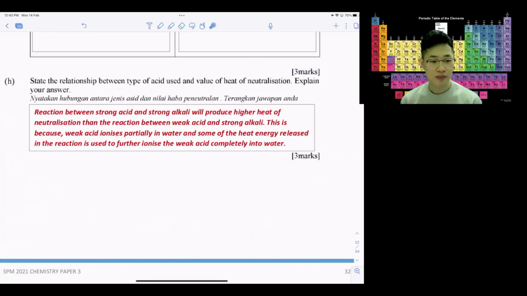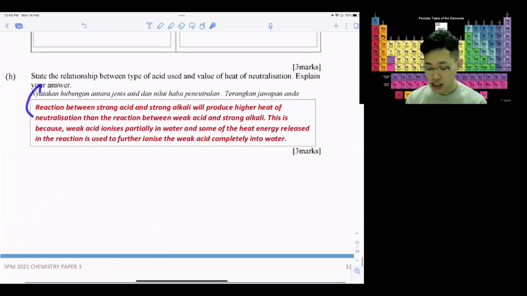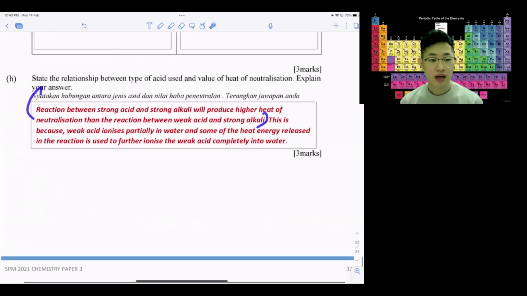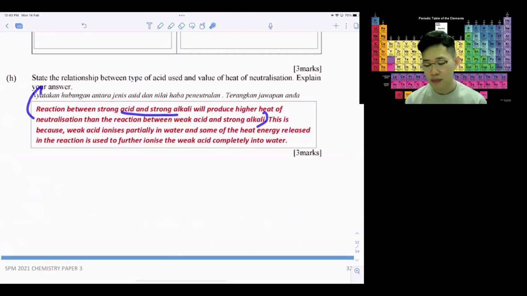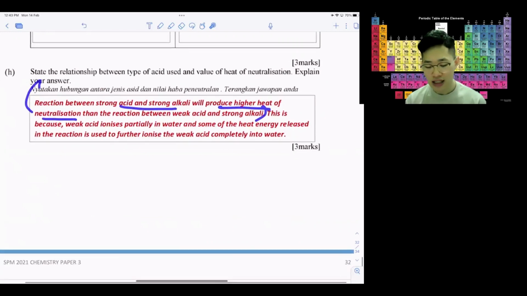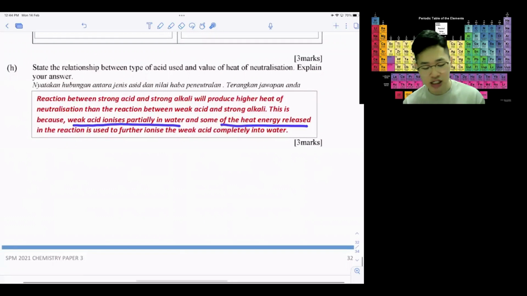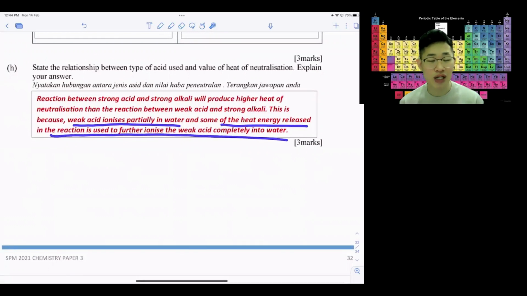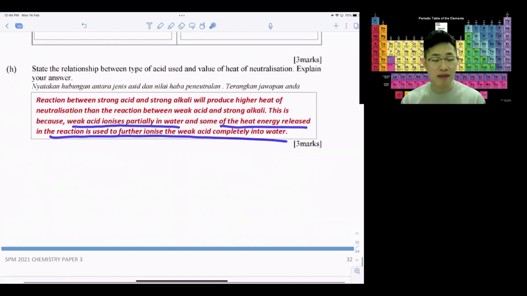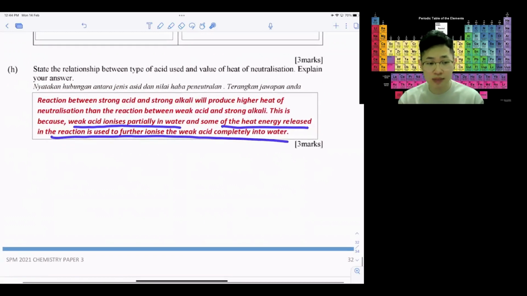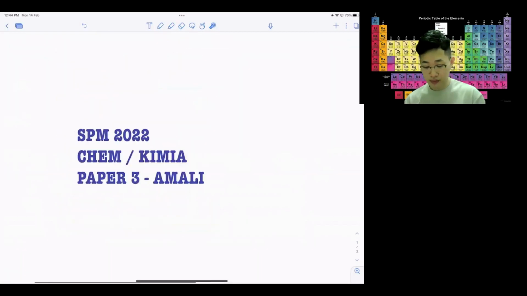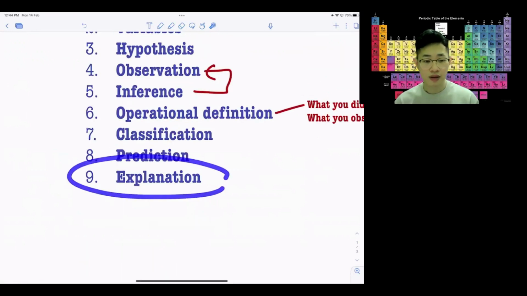Explanation. So this is actually my hypothesis. Reaction between strong acid and strong alkali produces a higher heat of neutralization than weak acid and strong alkali. Why? Because weak acid ionizes partially in water. So some of the heat energy released is used to further ionize the weak acid completely in water. So this is what I mean by the paper 2 explanation question.